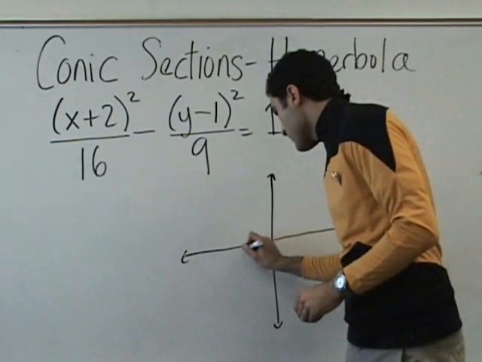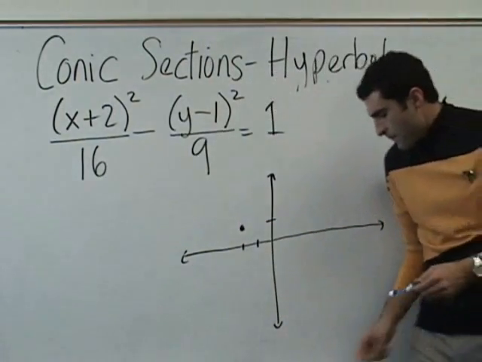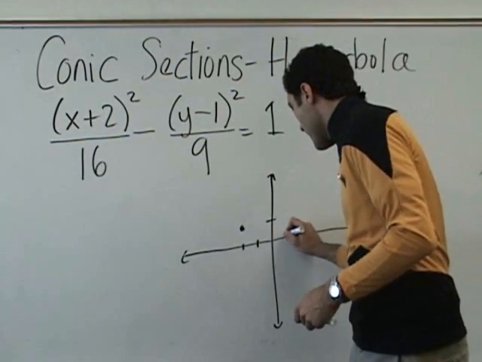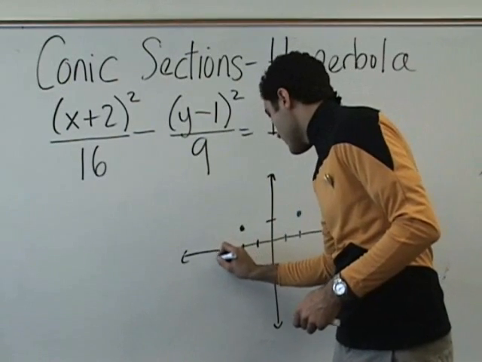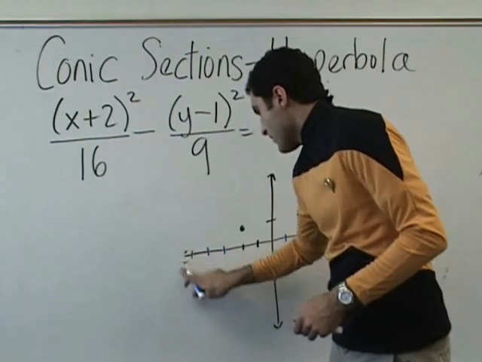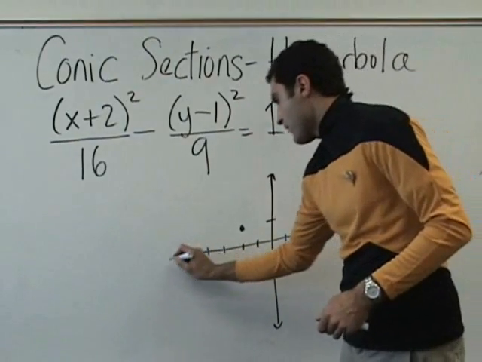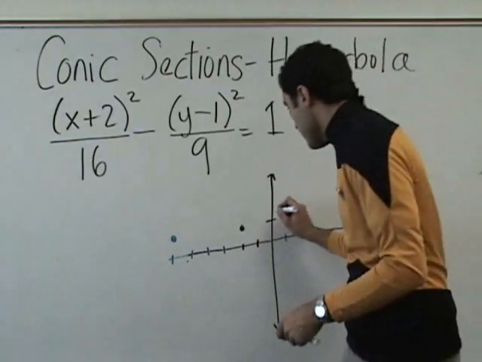Graphing. What do we do now? Go to the left and right 4. Every 4. And then up and down 3. Good correction. So 1, 2, 3, 4. There it is. And up and down 3 works.